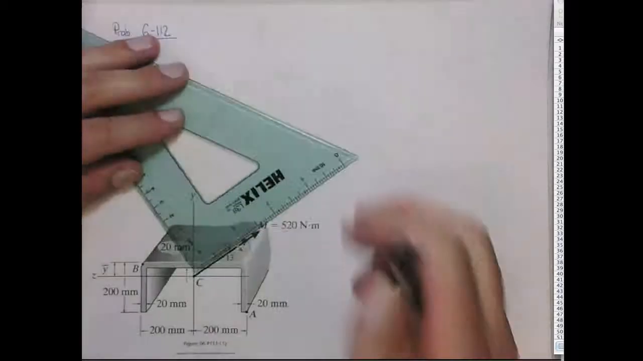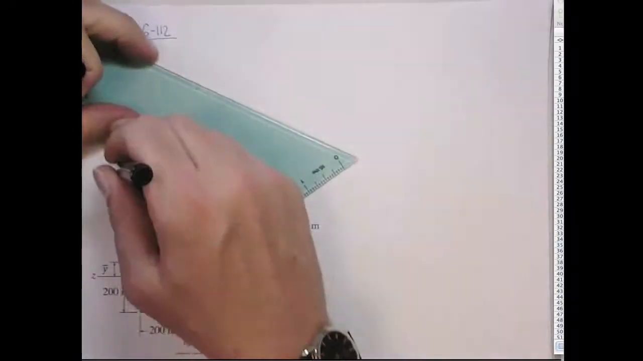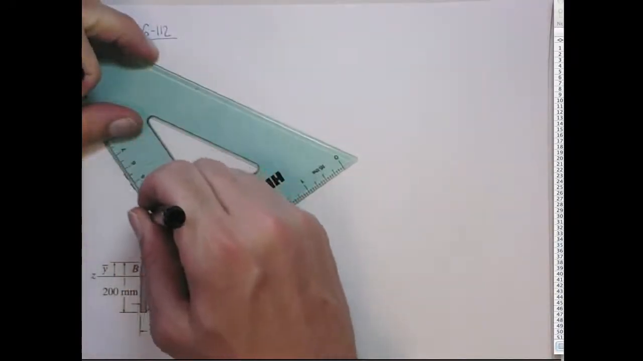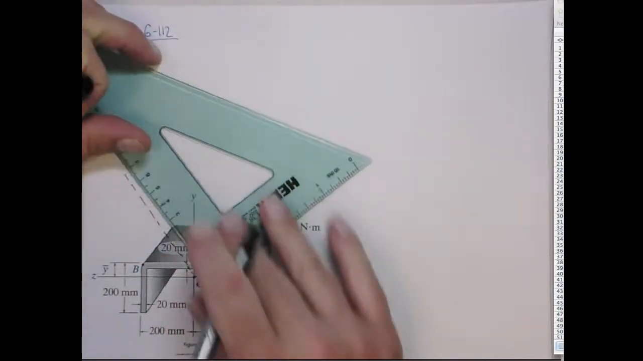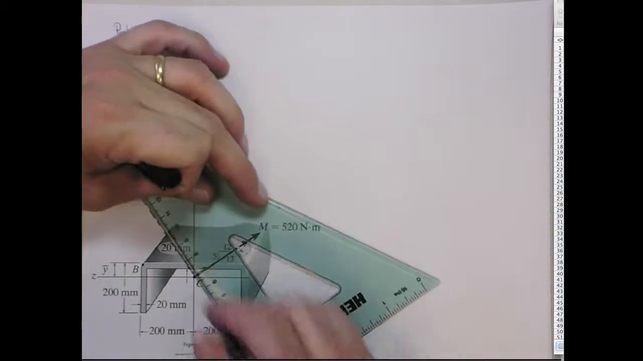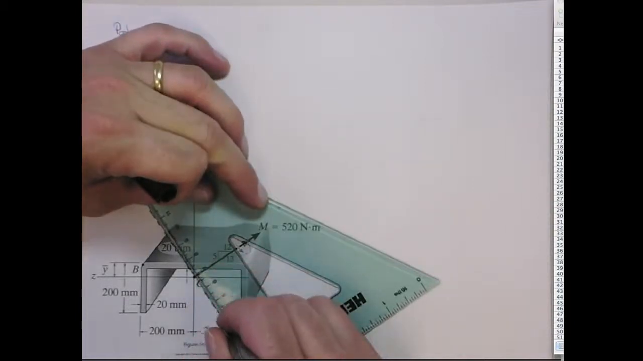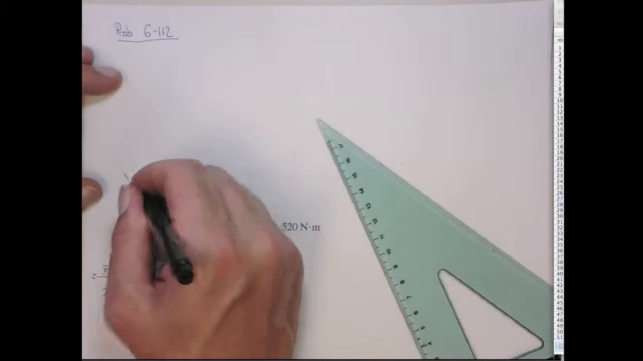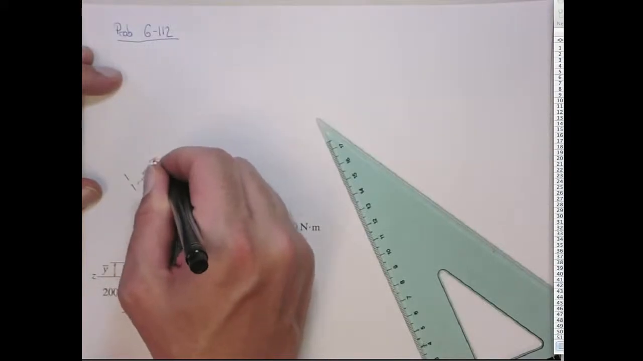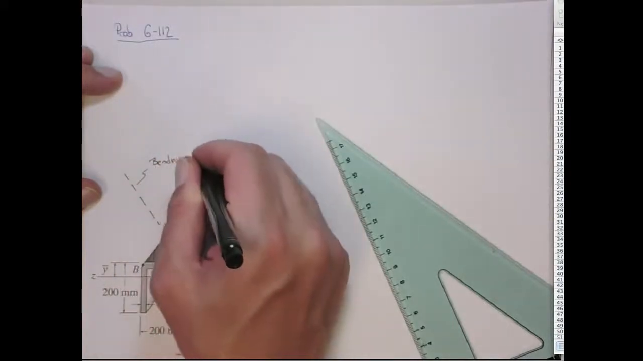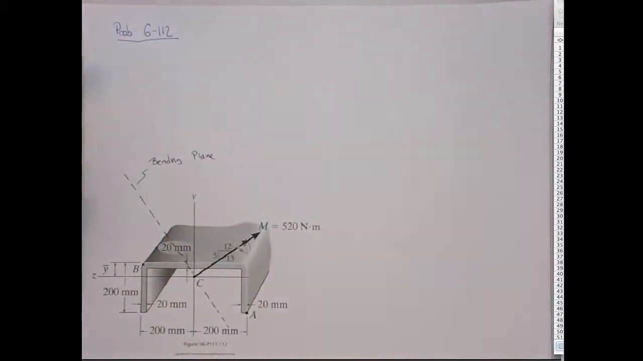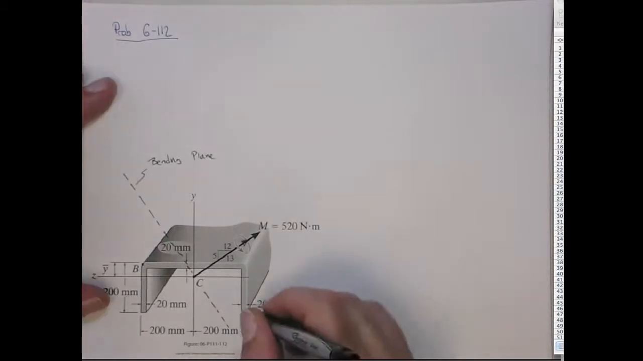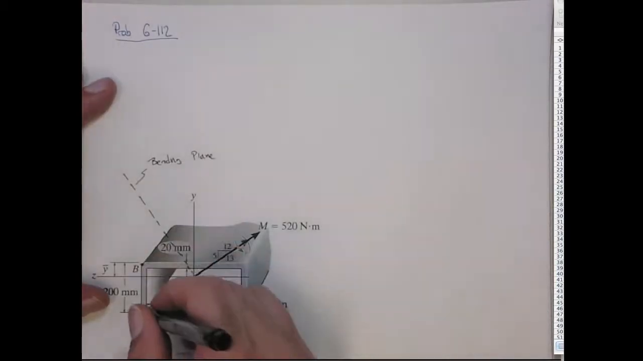So basically, here is the bending plane. Let's try to draw that a little more neatly. Okay. And they want you to figure out the maximum stress. So they've already kind of let the cat a little bit out of the bag. The maximum stress will be at one of the corner points.